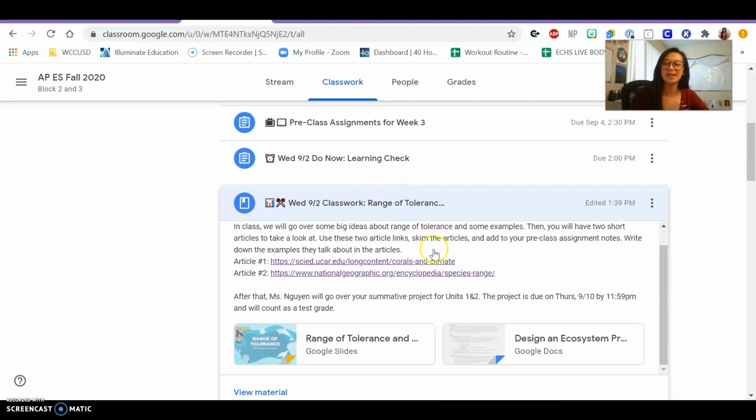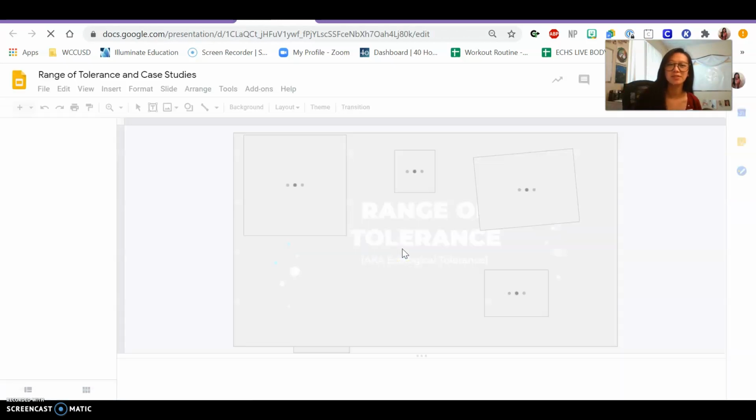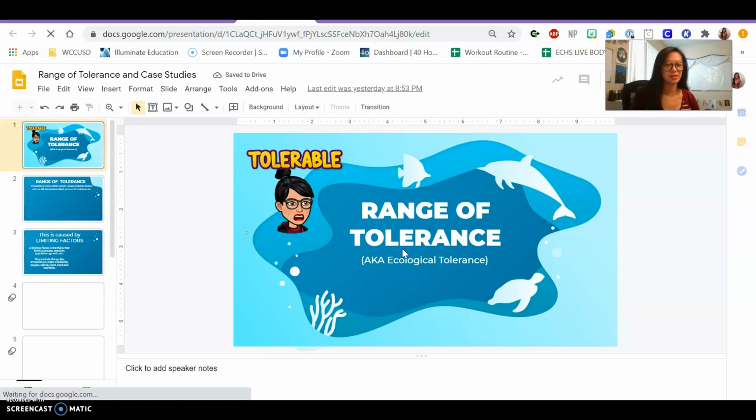The last two things that we did in class were a lecture and interactive activity on range of tolerance, where we looked at some articles, and then the second thing I did was explain our design an ecosystem project. So let me go through really quickly some of the key ideas for the range of tolerance lecture.